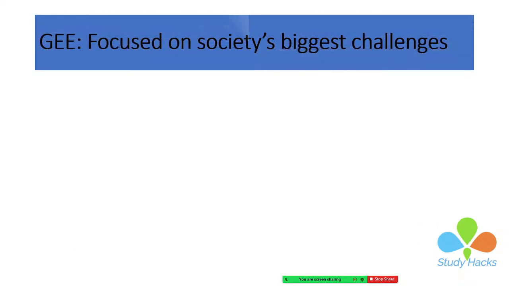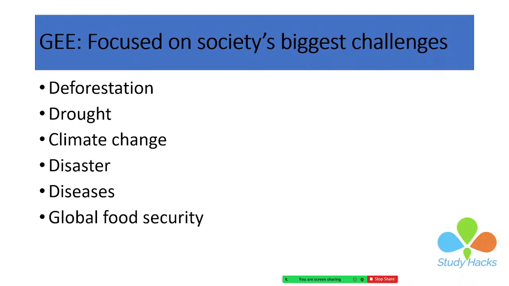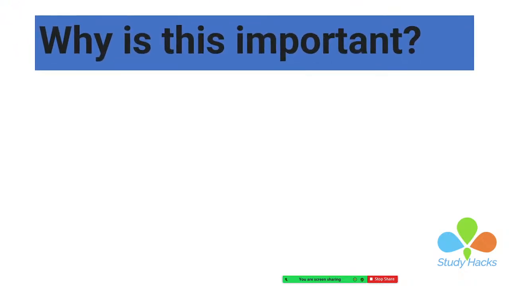Then Google Earth Engine focuses on society's biggest challenges. It mainly focuses on deforestation, then drought, then climate change, then disasters, then diseases, then global food security, then sustainable development. Okay, and why is this important? Google Earth Engine is important because we can use the platform for global data analysis.